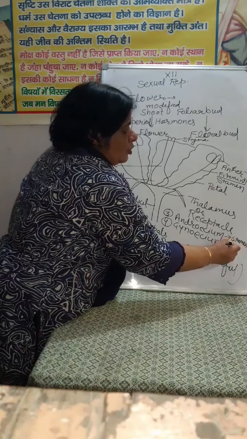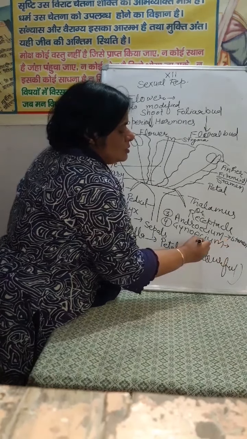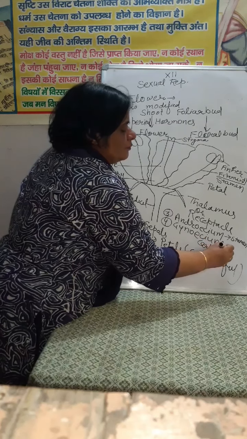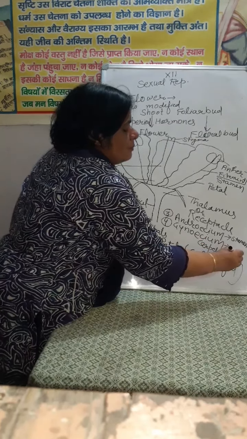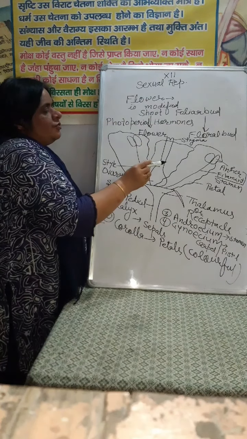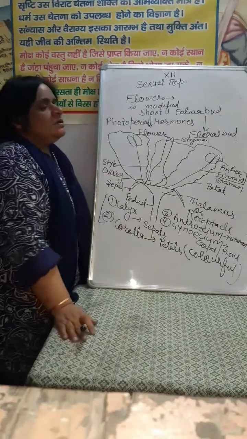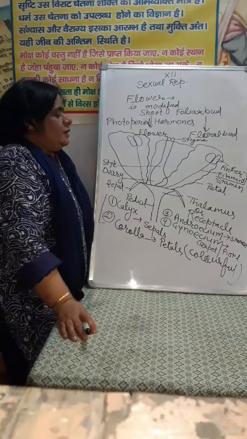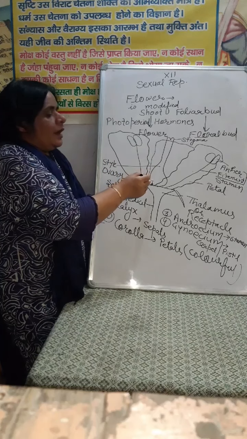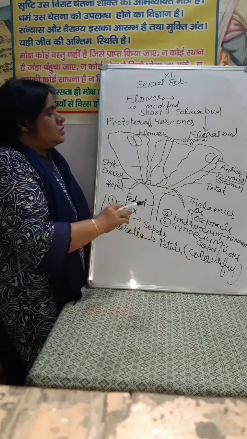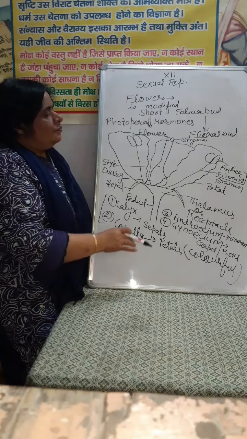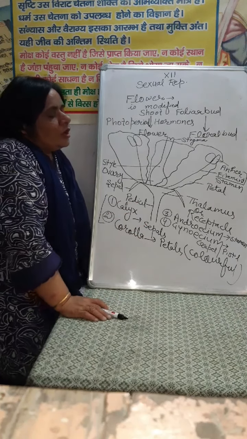Gynoecium is made up of carpels; the individual part or the unit of gynoecium is carpel or pistil. This carpel or pistil has three parts. The upper one is stigma, which is the landing platform for pollen grains. This long tube-like structure is style and the lowermost portion is ovary. Then next is the structure of androecium.